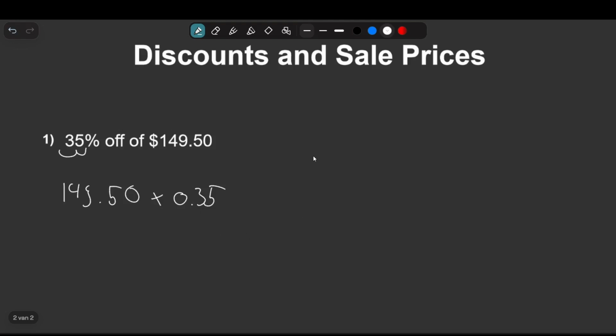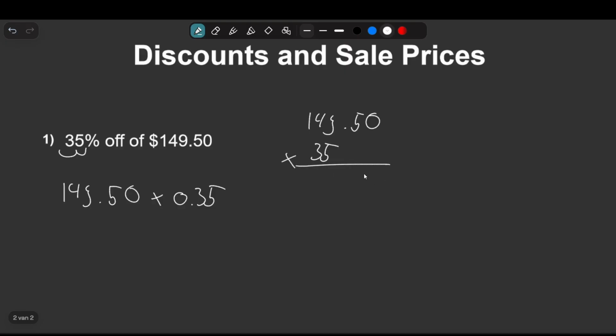Again, we're going to do this by hand. So we're going to multiply $149.50 by 35. Again, we're doing this by 35 just to get the decimal away and put it back later, so it gets a bit easier for us.